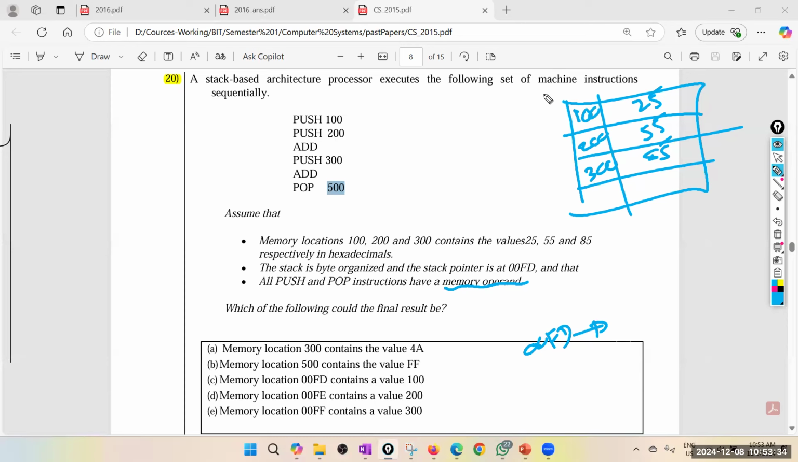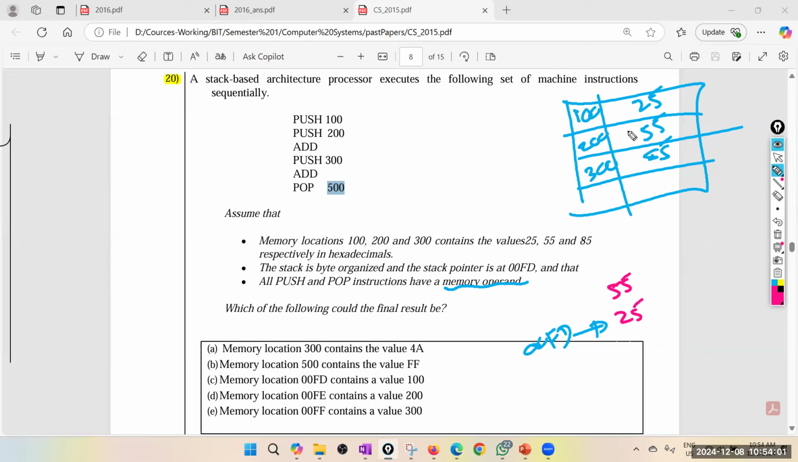Just use your common sense, your theory knowledge, your confidence. Right, push 100. That means because it's a memory operand, memory location 100 has 25, so your stack has 25. Push 200. 55 is in the stack now, on top of it. Add: pop two, do the operation and push it back.